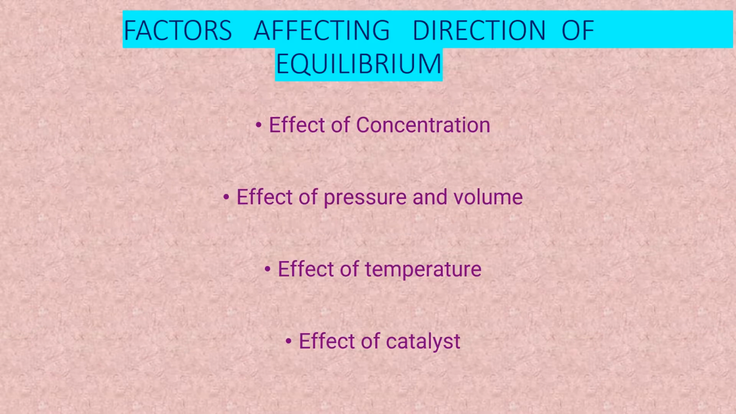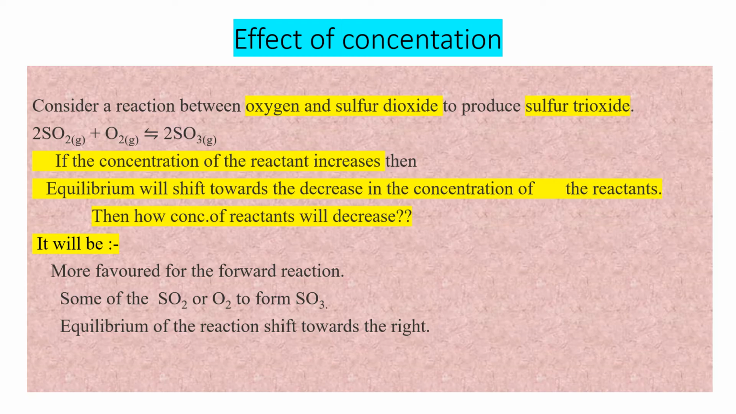Factors affecting the direction of equilibrium. Number 1, effect of concentration, effect of pressure and volume, effect of temperature, effect of catalyst. Let us first take effect of concentration into discussion. To discuss this, let us take one example. Example of formation of sulfur trioxide from sulfur dioxide and oxygen in the presence of catalyst.